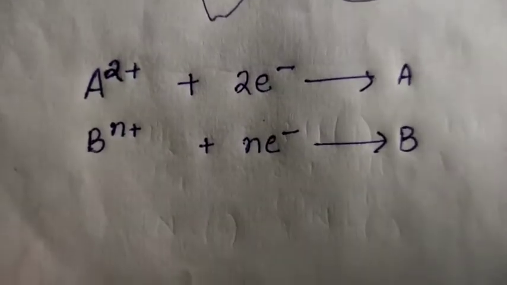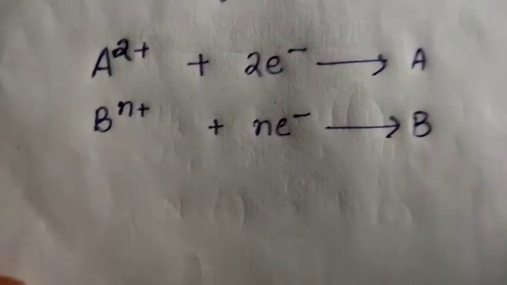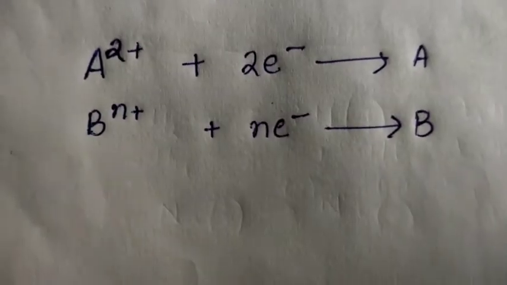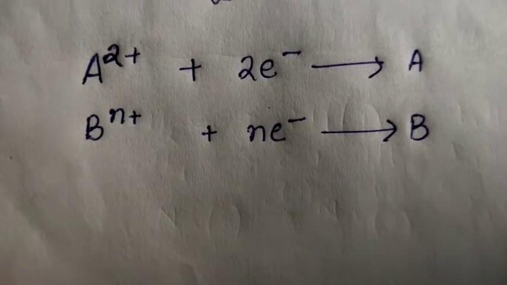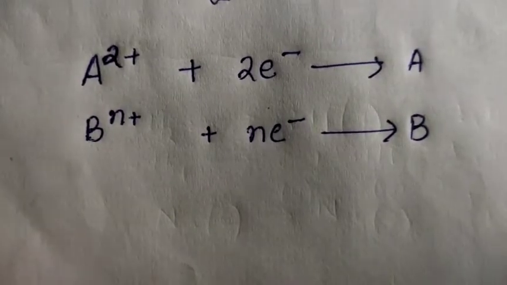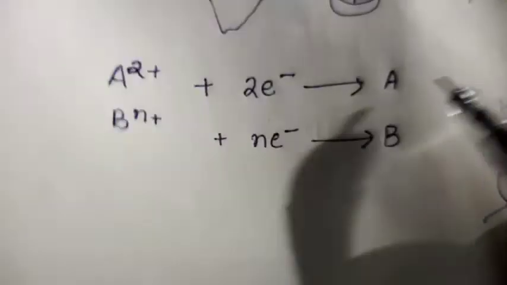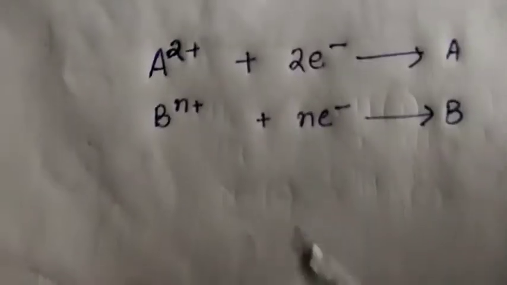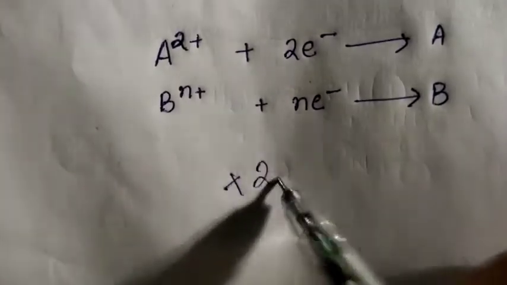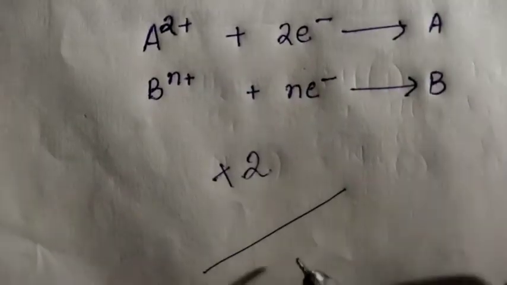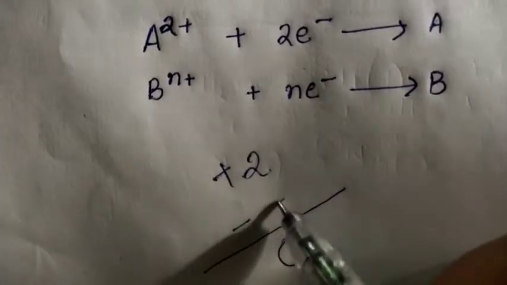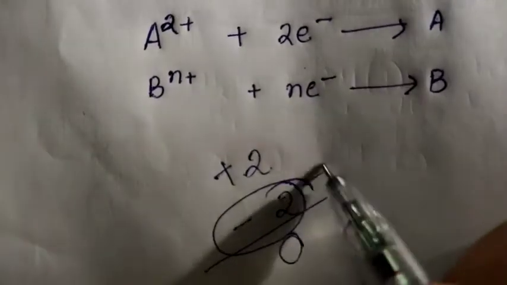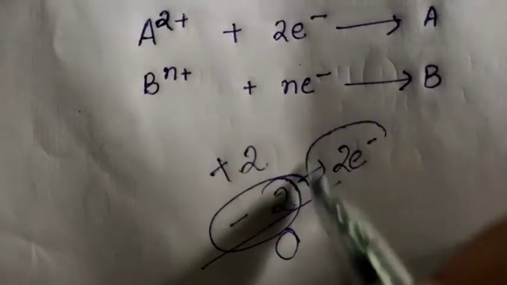Now in order to move on to the next question, we have to understand one thing here. So I have given you an equation that is A2+ plus 2 electrons will give us A. A means what? The charge here is neutral. Okay, it is 0. So it means what? If there is a plus 2 here, in order that I make it 0, what do I have to do? I have to do minus 2. Minus 2 means 2 electrons, isn't it?